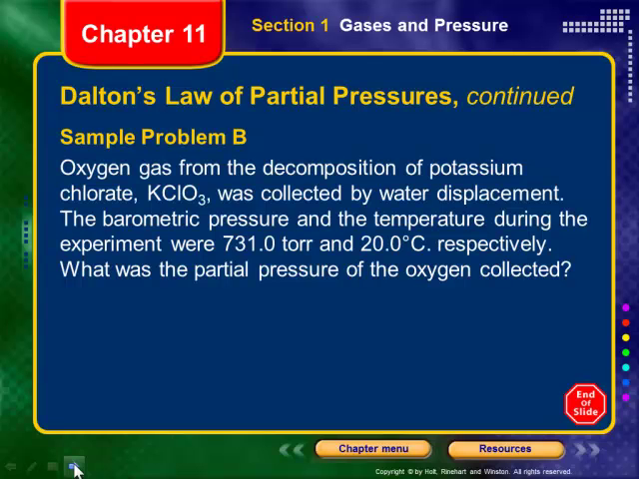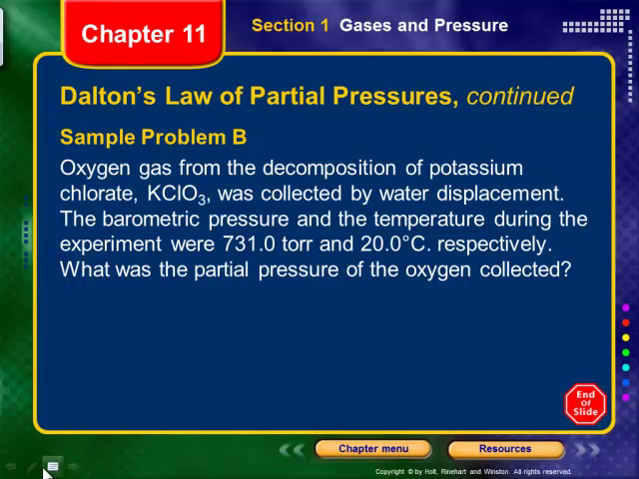Okay, so let's take a look at a sample problem here. We have oxygen that's collected from decomposition of potassium chlorate. The barometric pressure and the temperature during the experiment were 731 torr. And remember, 1 torr is equal to 1 millimeter of mercury, so we can just call that 731 millimeters of mercury, and 20 degrees Celsius, respectively. What was the partial pressure of the oxygen collected?